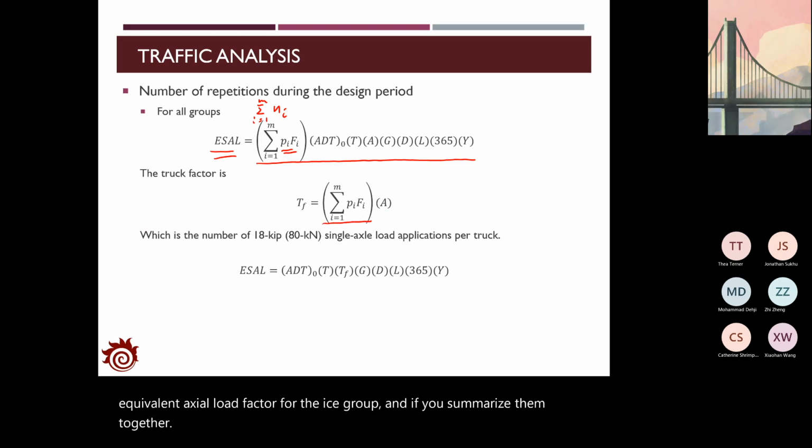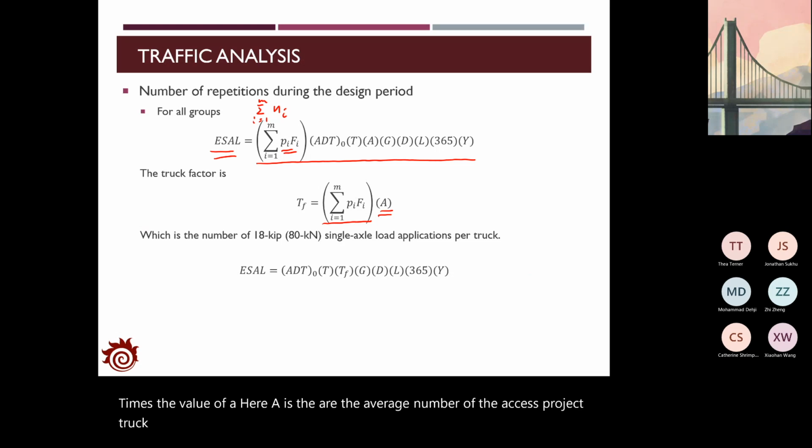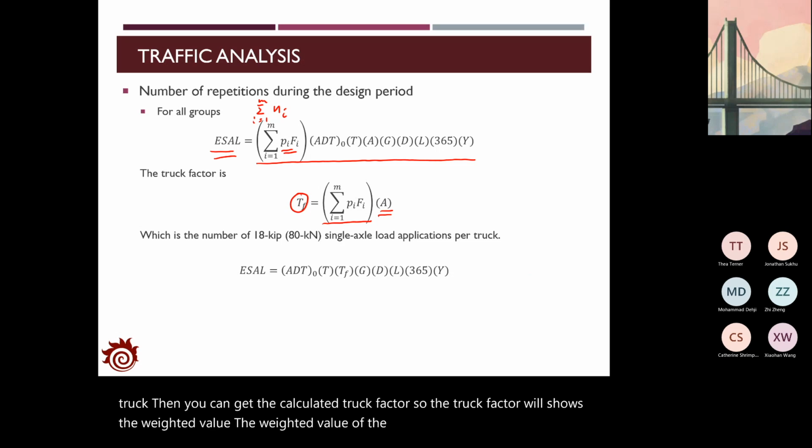times the value of A, here A is the average number of axles per truck, then you can calculate the truck factor. So the truck factor shows the weighted value of all the trucks in the estimation of the equivalent axle load.